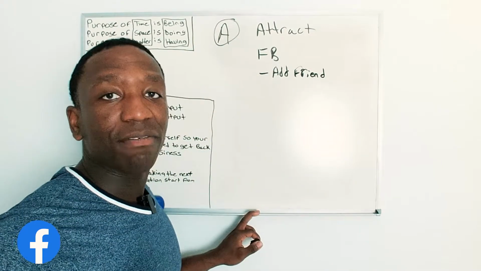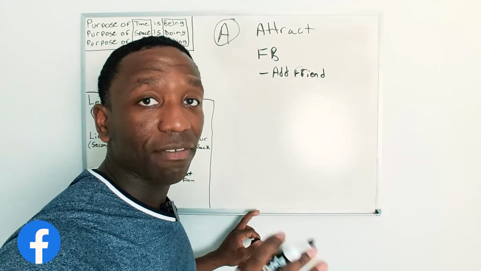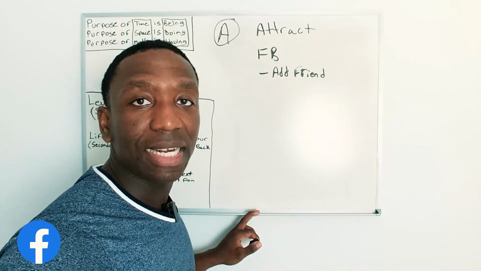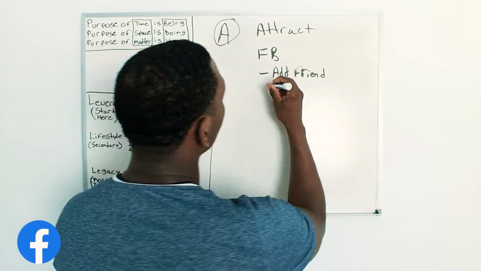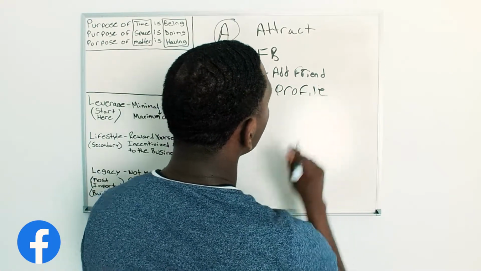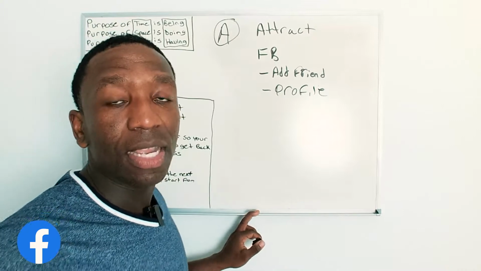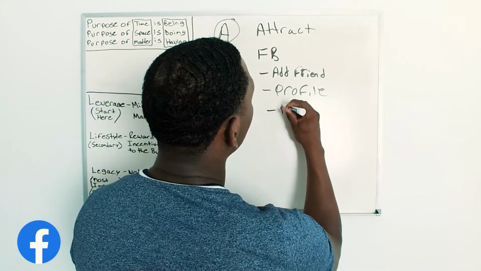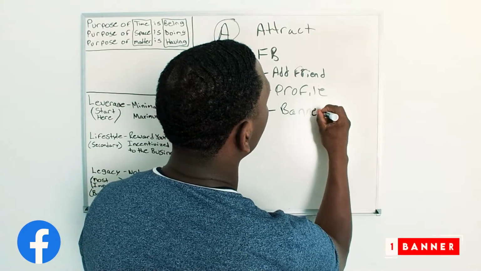Now, when you add that friend, guess what's going to happen? They're going to look at that friend request, and then they're going to start checking you out, right? So what's the first thing that they're going to look at? They're going to click over to your profile, right? So I'm going to go ahead and put profile right here. All right, now when they go over to your profile, there are a couple of different things that they're going to look at. One of the first things they're going to see is the banner, right? So I'm going to go ahead and put the banner.